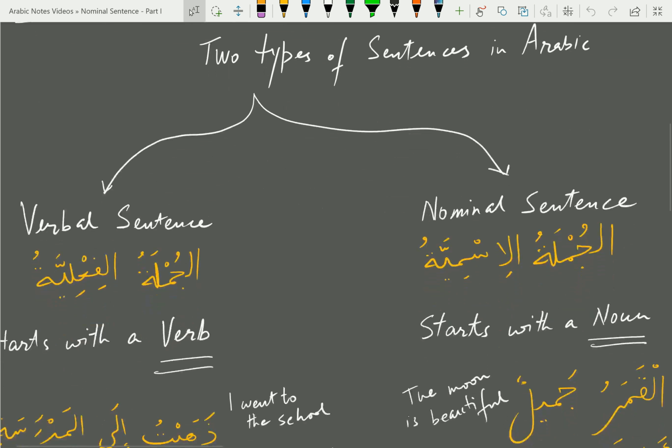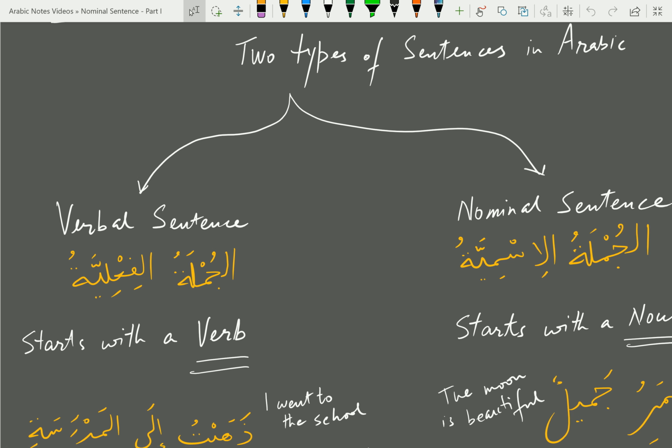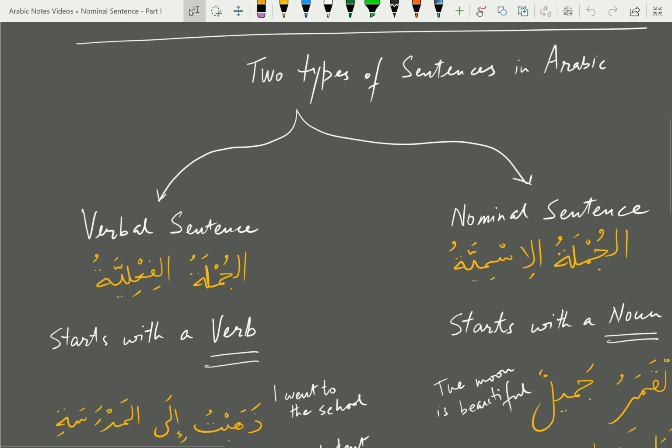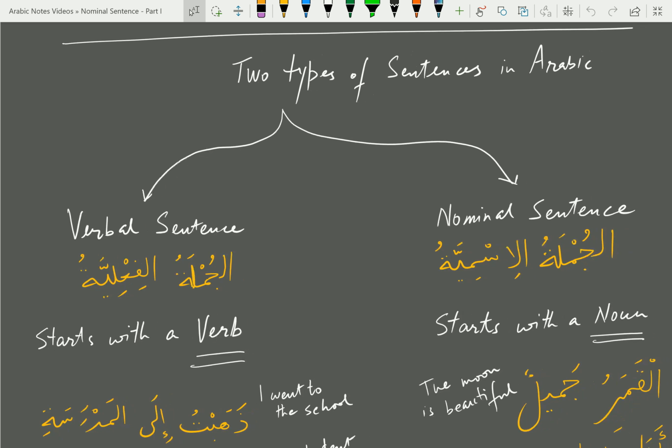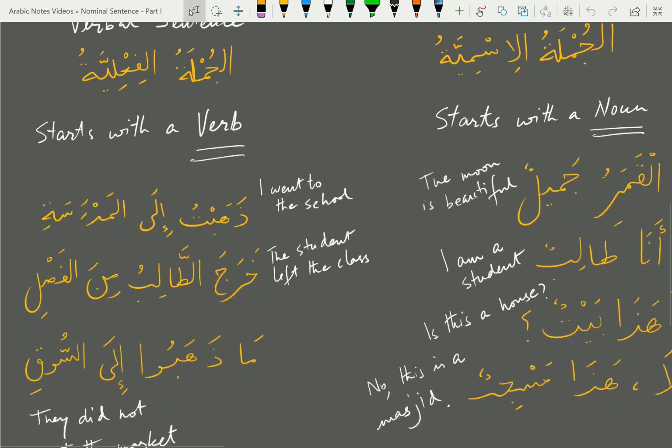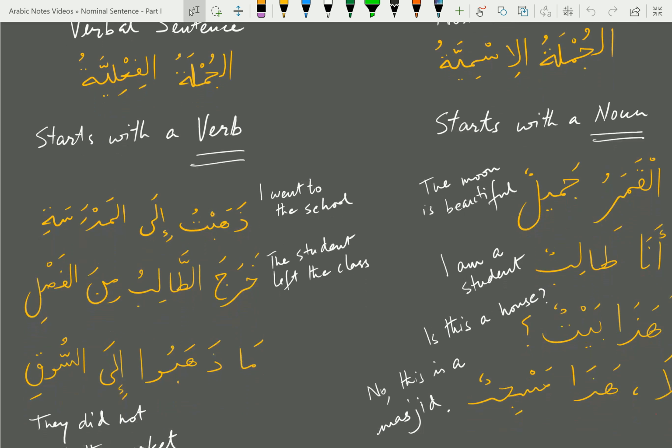How do you identify, or what's the difference between these two sentences? Well, at the simplest level, a Jumlatul Fi'liya, or a verbal sentence, is a sentence which starts with a verb, and a nominal sentence, or Jumlatul Ismiya, is a sentence that starts with a noun. Let's look at some examples of each of these two different types of sentences, starting with the verbal sentence, Al-Jumlatul Fi'liya.